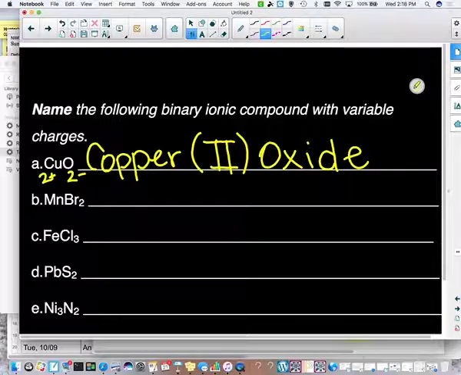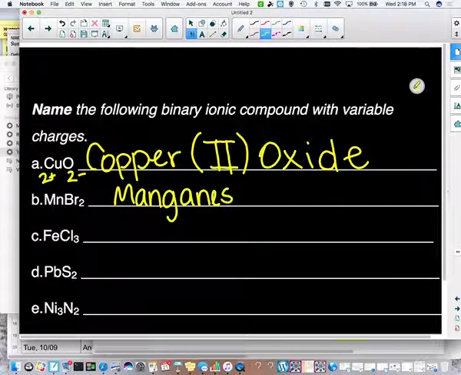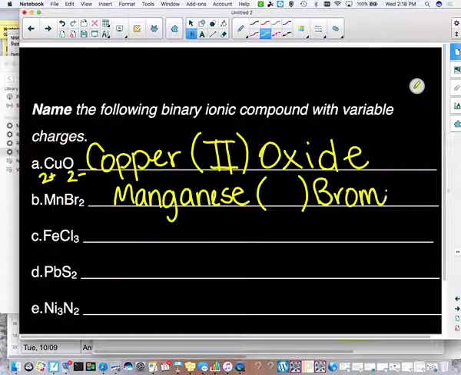All right, letter B, Mn. Mn is manganese, not magnesium, manganese. Okay, manganese has atomic number 25, so it is found in that middle section. I need a Roman numeral. And then Br is bromine, since it's listed second, bromide.